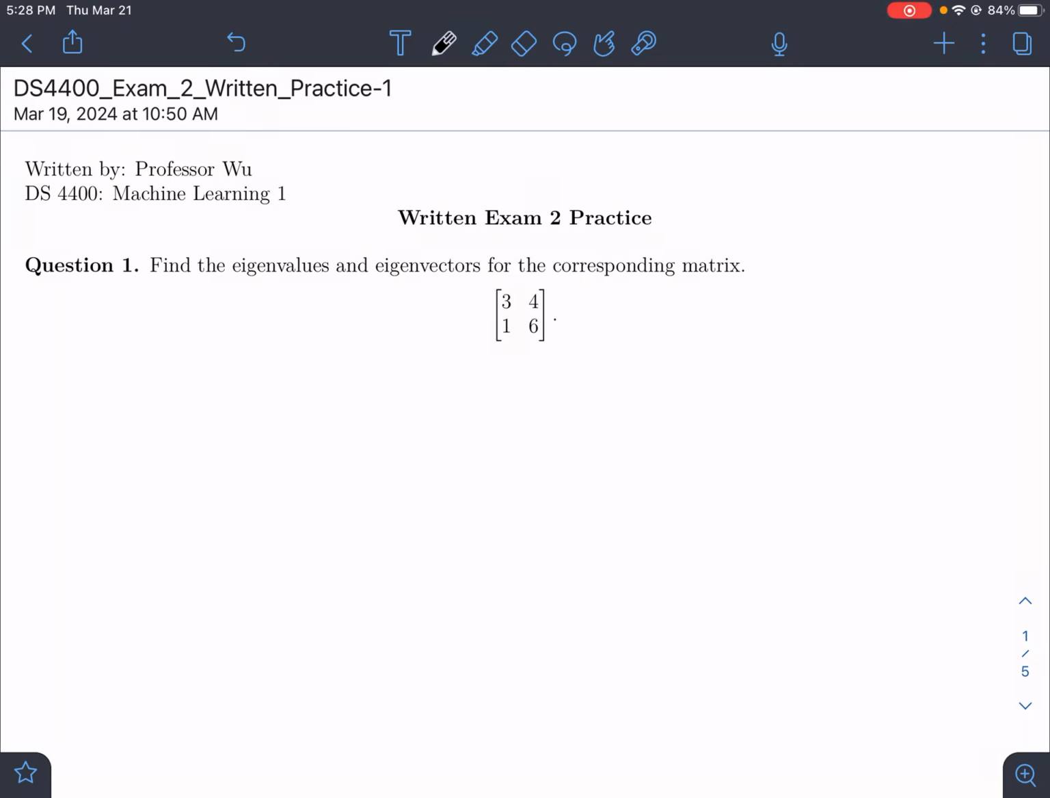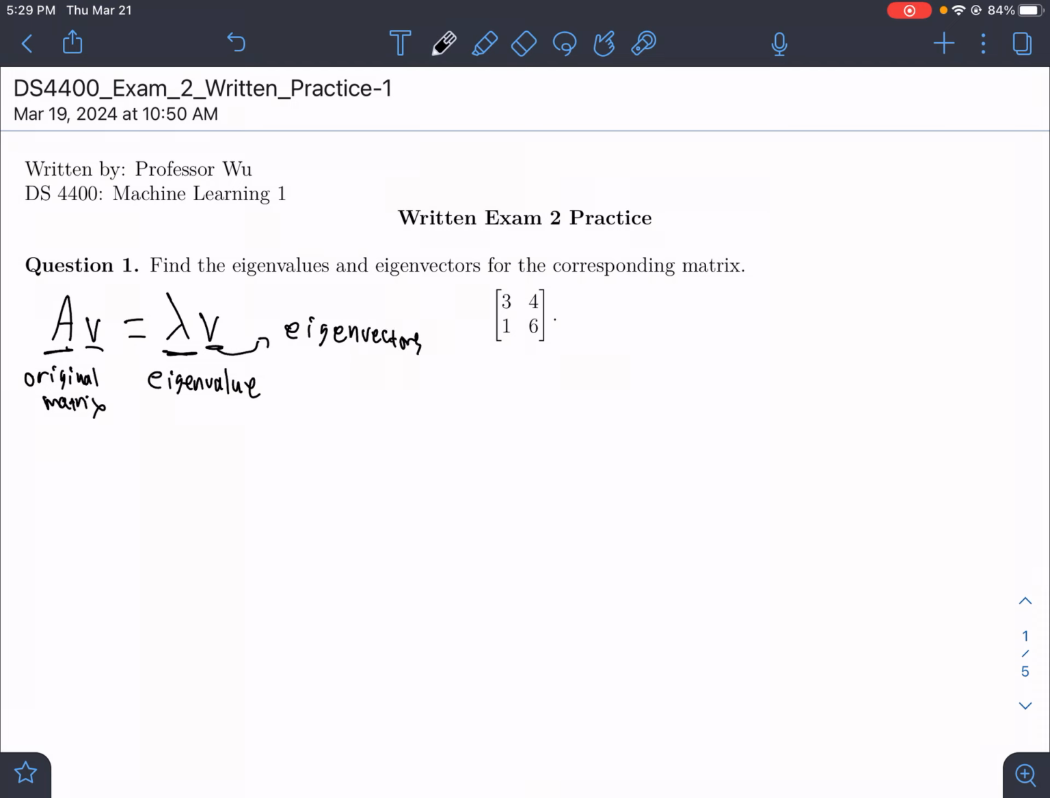Okay, so let's get started. Remember, the definition of an eigenvalue comes from this equation. AV equals lambda V. This is an eigenvalue. And this is our original matrix. And V is eigenvectors.